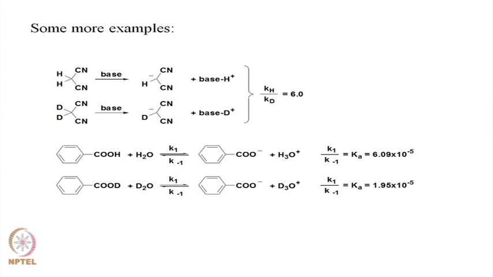Some more examples. Take CH2(CN)2 in the presence of a base. Because there are two cyanide groups, these two hydrogens will be very much acidic. So, in the presence of a base, this proton will be snatched. And if it is a deuterated base, it gives base D plus. It is found that kH by kD is 6, that is close to 7. That means we can expect a symmetrical transition state.